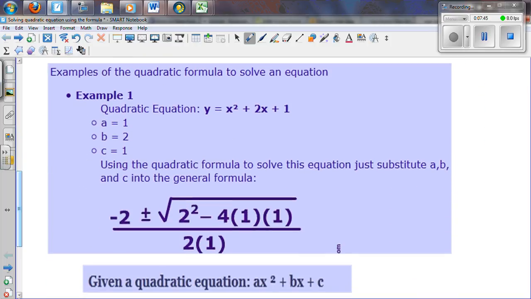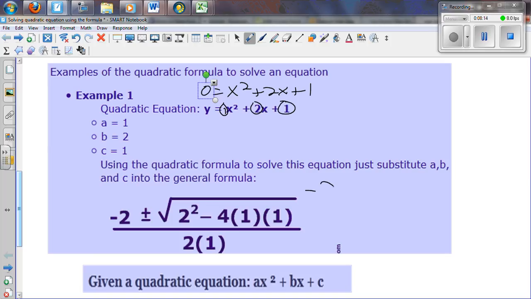It says a quadratic equation y equals x squared plus 2x plus 1. That's the same as saying 0 equals x squared plus 2x plus 1, which is the form we're looking at most often. Usually they do the y equals when they want you to graph it, but that is the same format. So a is 1, there's the 1 right there. B is 2, and c is 1. And so they simply put these into the formula, and they solved this.